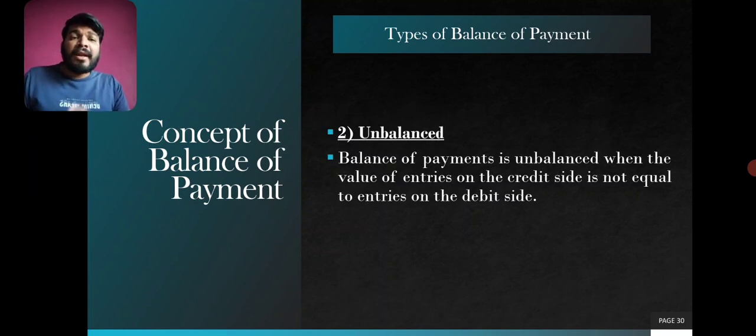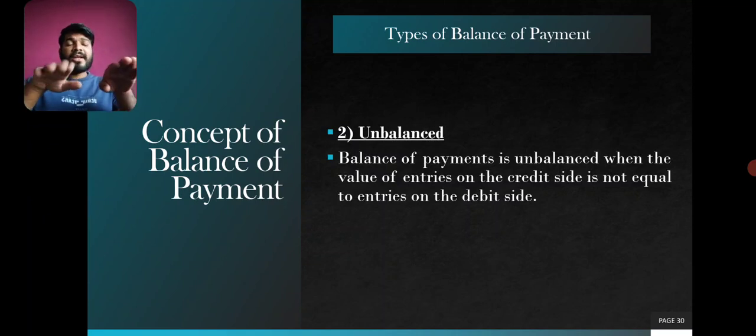Balance of payment is unbalanced when the value of entries on the credit side is not equal to the entries on the debit side. मतलब क्रेडिट साइड पे जितनी अमाउंट है उतनी डेबिट साइड पे अमाउंट नहीं है, मैच नहीं हो रही, कोई भी आइदर साइड पे इंक्रीज डिक्रीज हो रहा है, तो वो कैसे पता चले कौन सी साइड इंक्रीज है, तो उसको क्या बोलेंगे. So for that, further two differentiations are made in unbalance, that is either deficit or surplus.